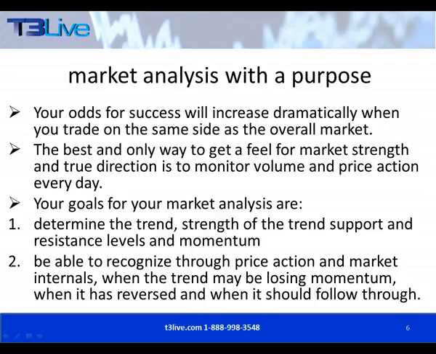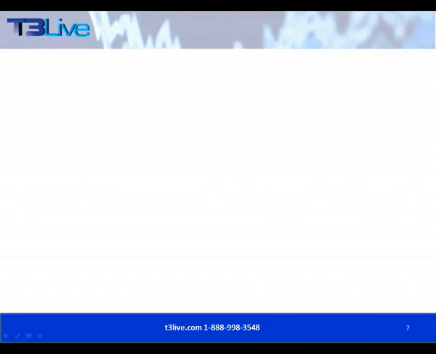And that's a lot. Think about that. Just one little sentence, okay? Price action, market internals, losing momentum, reversing, and following through. Think about that. If you can add all 5 of those elements as a part of the argument for what you feel your individual stock is going to do, now you're starting to think like a professional.